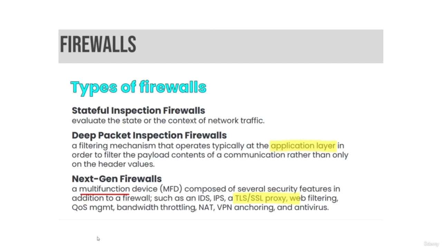Some other types of firewalls include stateful inspection firewalls, deep packet inspection firewalls, and next-generation firewalls. Stateful inspection firewalls evaluate the state or the context of network traffic. Deep packet inspection firewalls use a filtering mechanism that operates typically at the application layer in order to filter the payload contents of a communication rather than only on the header values. Next-generation firewalls are multifunction devices composed of several security features in addition to a firewall. These include IDS, IPS, TLS/SSL proxies, web filtering, QoS management, bandwidth throttling, NAT, VPN anchoring, and antivirus.